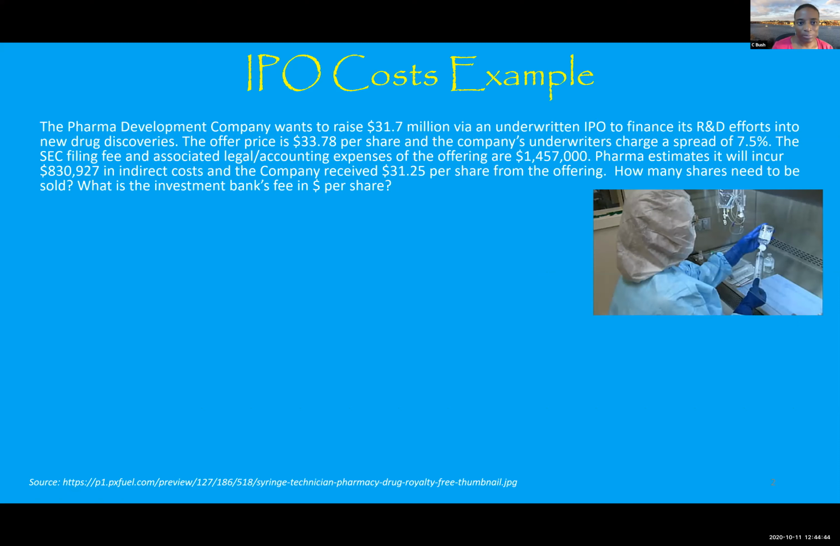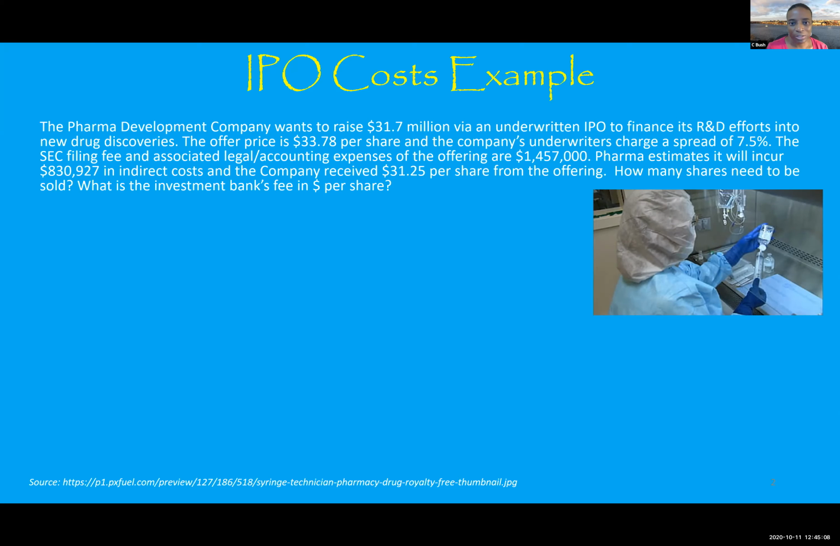So this is one of the examples we had done in class with a fully underwritten IPO. And these are good to practice because sometimes it takes a minute just to get the terminology together, and that's half the battle right there. Okay, so the Pharma Development Company wants to raise 31.7 million via an underwritten IPO to finance its R&D efforts.